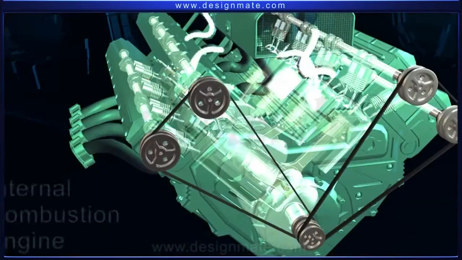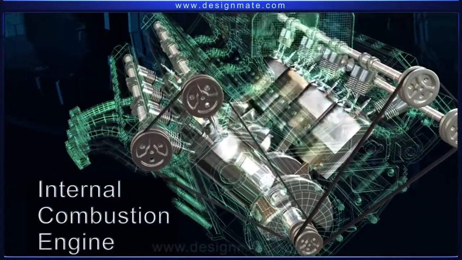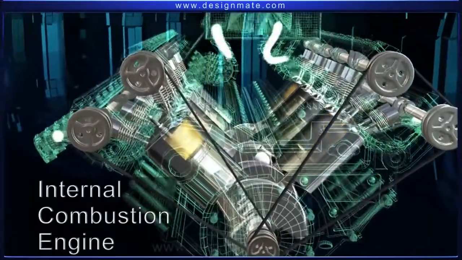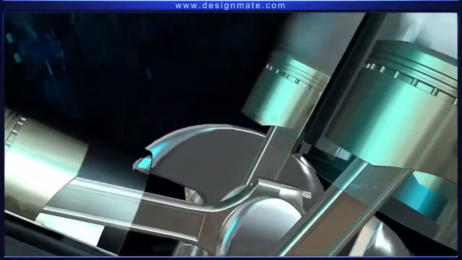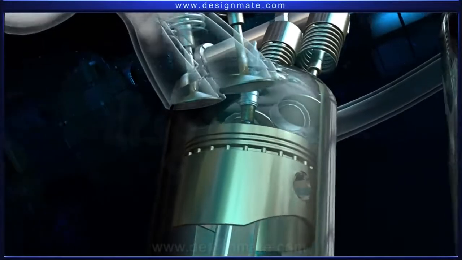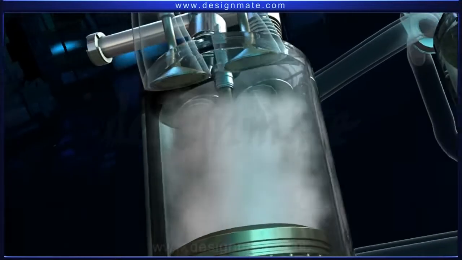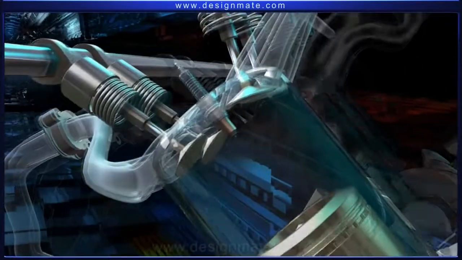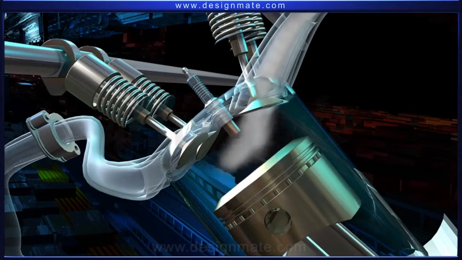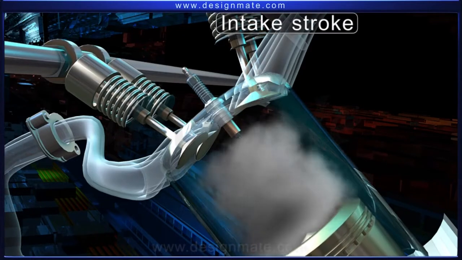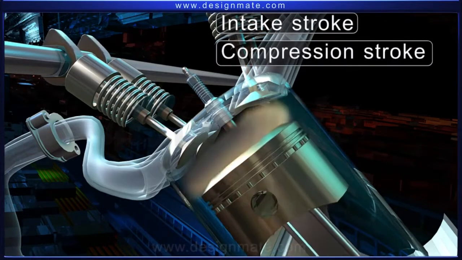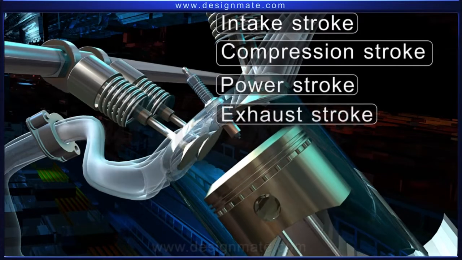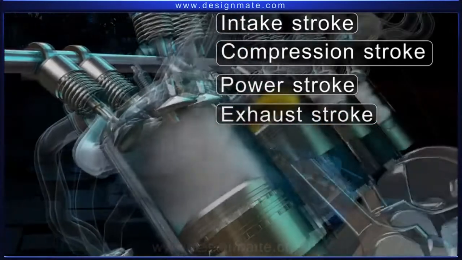Summary: the internal combustion engine invented by Nicholas Otto converts the energy of a fuel-air mixture into mechanical energy by burning it within a combustion chamber. And the engine cycle of an internal combustion engine consists of four strokes, namely intake stroke, compression stroke, power stroke, and exhaust stroke. It is called a four-stroke engine.